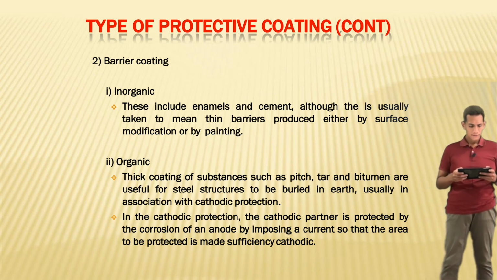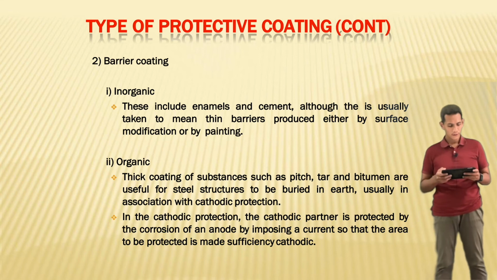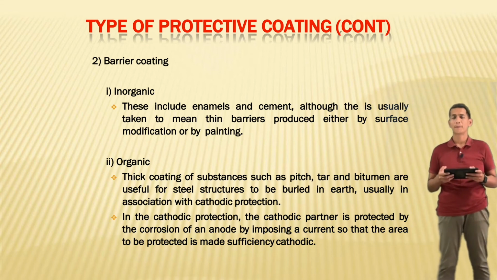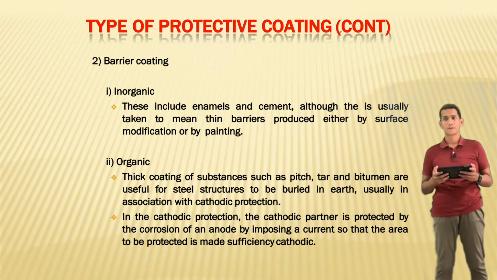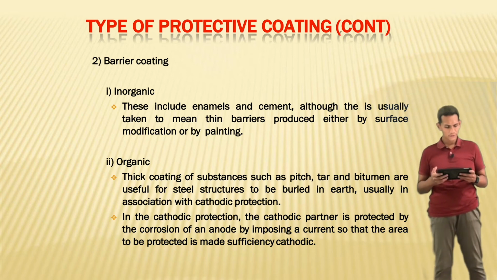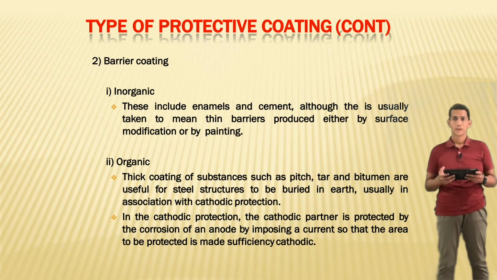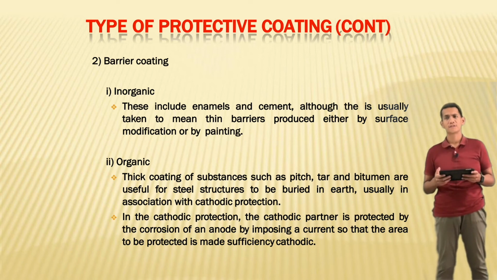Types of protective coating. Number 2, barrier coating. We have inorganic, which includes enamels and cement, although it is usually taken to mean barriers produced either by surface modification or by painting. And then we have organic. Thick coatings of substances such as pitch, tar, and bitumen are useful for steel structures to be buried in earth, usually in association with cathodic protection. In cathodic protection, the cathodic partner is protected from the corrosion of an anode by imposing a current so that the area to be protected is made sufficiently cathodic.